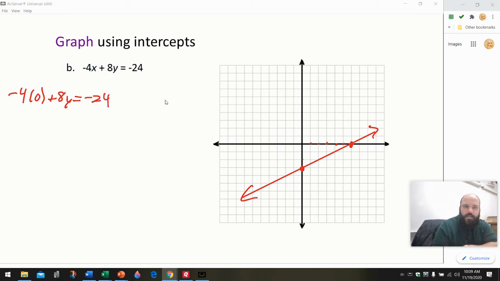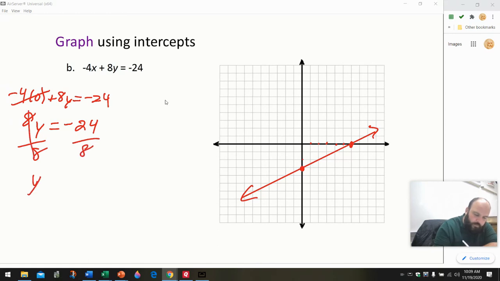And you can see that negative 4 times 0 is 0. That's why that cancels out. So I'm kind of skipping over just substituting the 0 part in. Now I have 8y equals negative 24. That was a bad 2, sorry. Then I divide both sides by 8. And y equals negative 3. And that's what I said before. That's why we put our dot down here at negative 3.